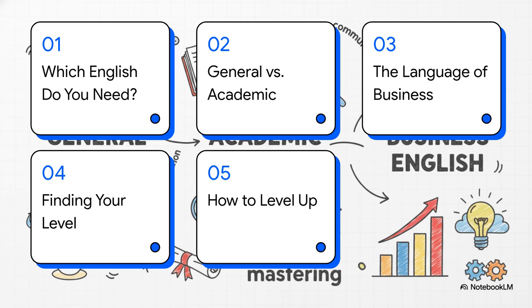To help you figure this all out, here's our map for today. First, we'll figure out which English is right for you. Then we'll compare general and academic English head to head, and after that, we'll get into the specifics of business English. Then we'll show you how to find your current level, and you'll definitely want to stick around for the end because we've got a real, concrete action plan to help you level up your skills.